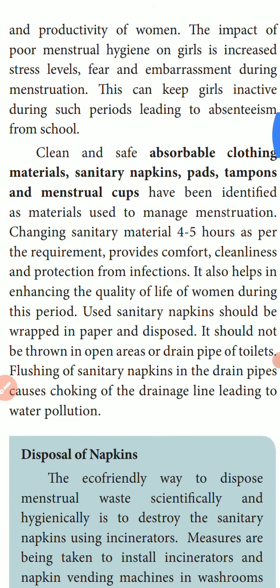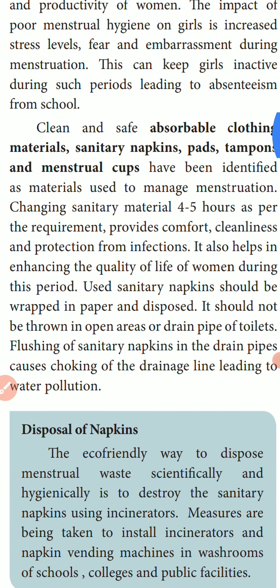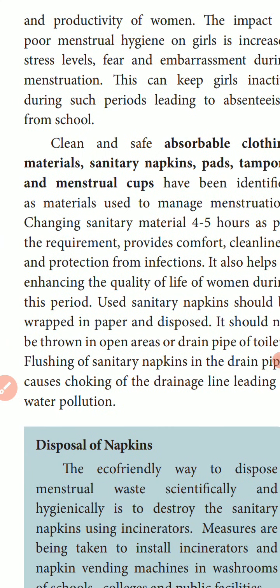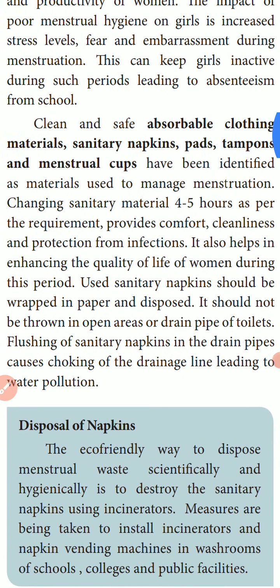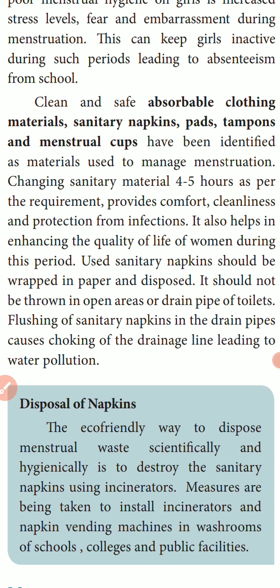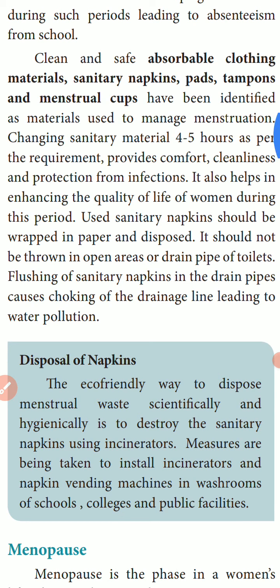Clean and safe absorbent clothing materials, sanitary napkins, pads, tampons, and menstrual cups have been identified as materials used to manage menstruation. Changing sanitary materials every 4 to 5 hours as per requirements provides comfort, cleanliness, and protection from infections. It also helps in enhancing the quality of life of women during this period.